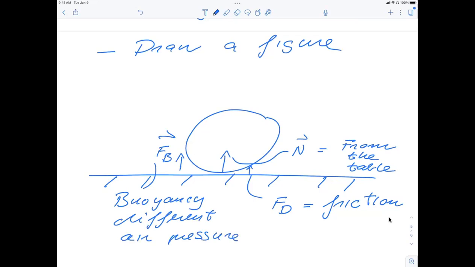In this figure, I may have forgotten something. I have the force from the table. There is some friction, which I haven't specified. There may be some forces due to different air pressure. Yeah, there's something missing here, right? Gravity, right? The final one, which we haven't put up here, would be gravity. Let's call this G, and this is the gravitational force.